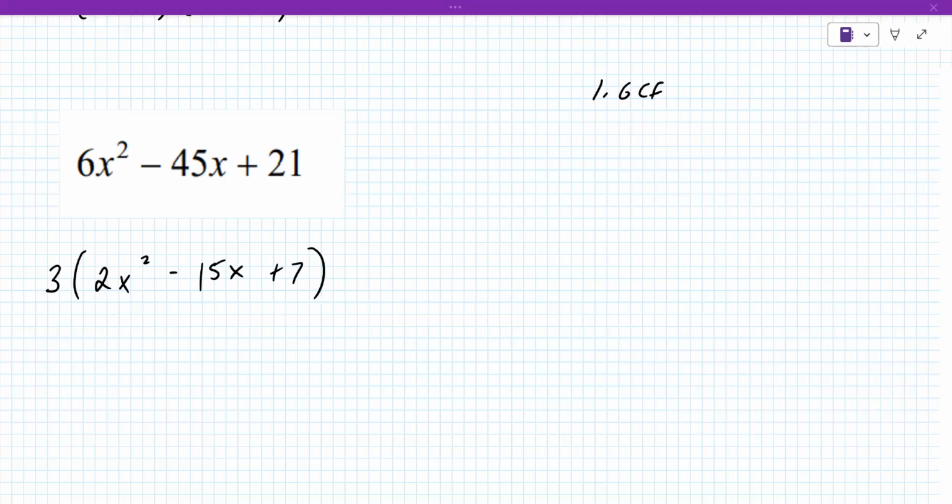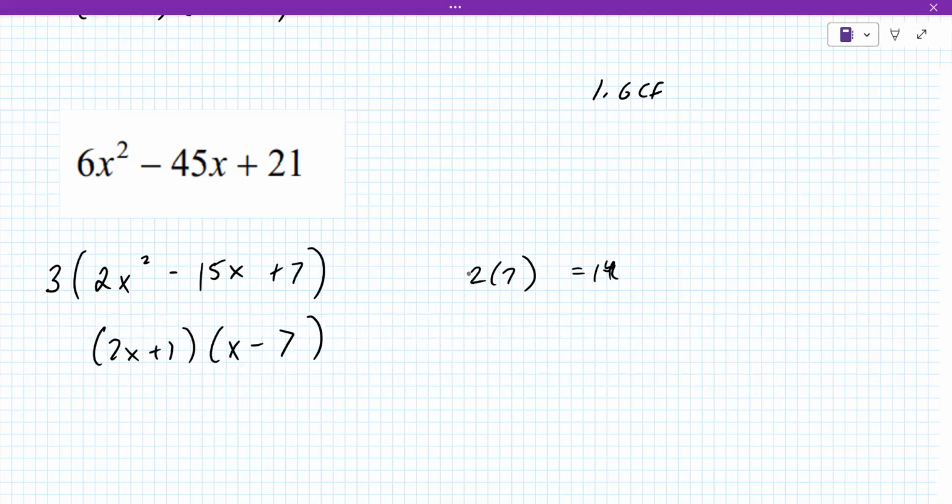Do you need any help on this one? No, not yet. It does work out kind of nice. I got 2x plus 1, x minus 7. When I check this, if I multiply the outer and the inner, I have to get back to minus 15x. Oh, it has to be 2x plus 1, right? Well, forget about that for a moment. It does need to come down, but what I'm talking about is the outer minus 14x and the inner 1x have to get you back to minus 15x.